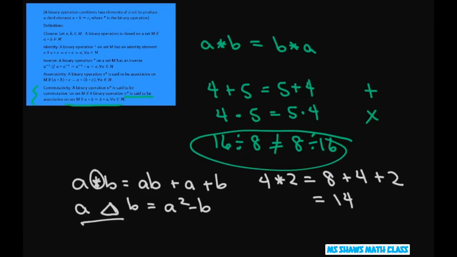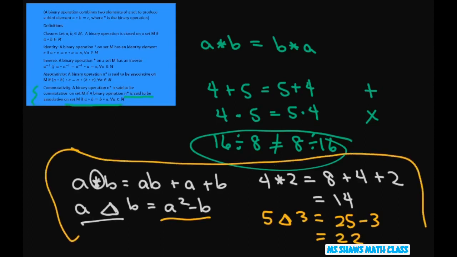Or for this one, they'll do something like this, and that'll be A squared minus B. So we could have 5 triangle 3. That would be using our formula here. 25 minus 3, that equals 22. So that's just a little note on how they usually write it.